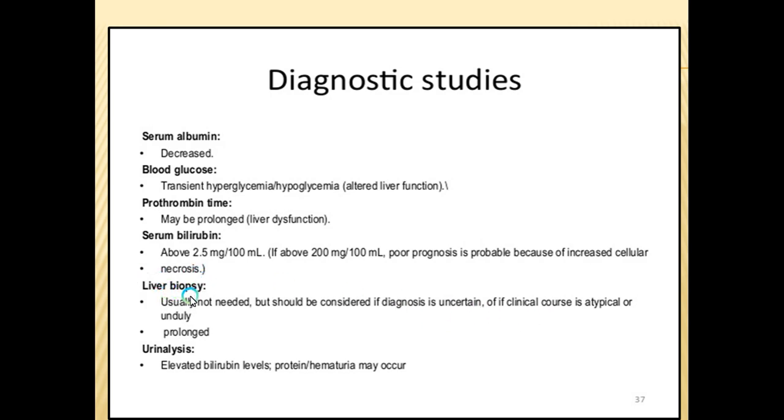Then is liver biopsy. What do you take? Biopsy means you take a piece of the liver and check. Usually it is not needed, but if the diagnosis is not certain, then we do go for liver biopsy, but usually it is not required, because we have the hepatitis panel which can identify hepatitis and other tests. And urine analysis, we can check bile salts and bile pigment. Elevated bilirubin levels will be there, and proteinuria or hematuria may occur. Okay, so these are the different diagnostic tests.